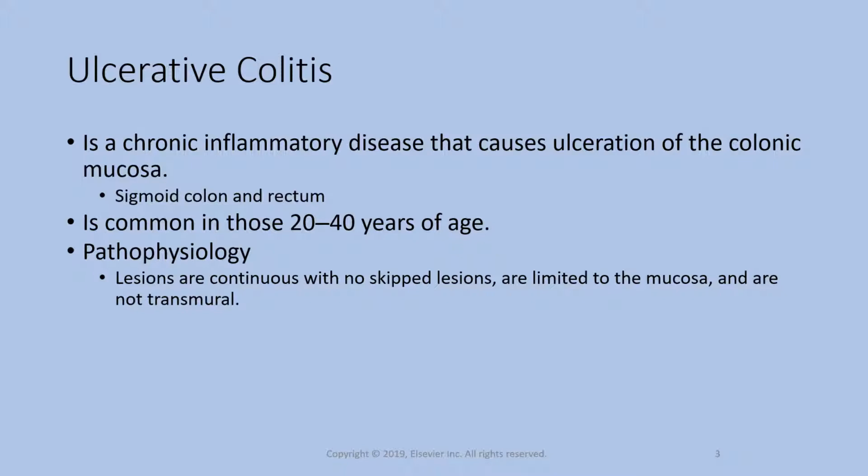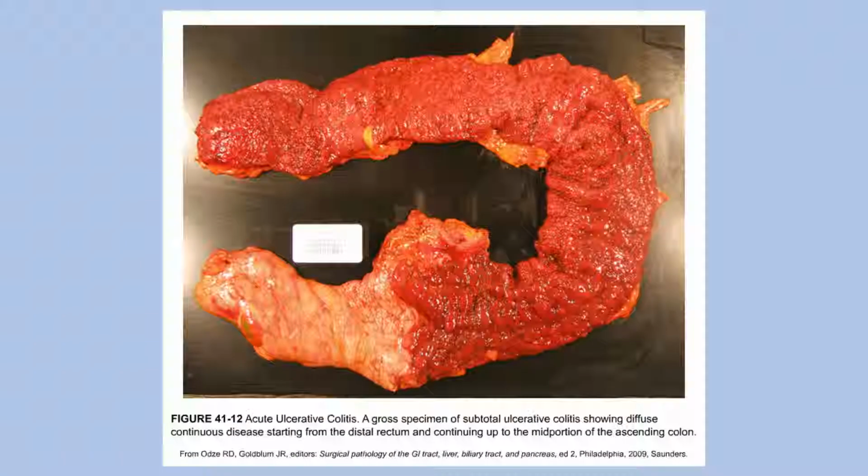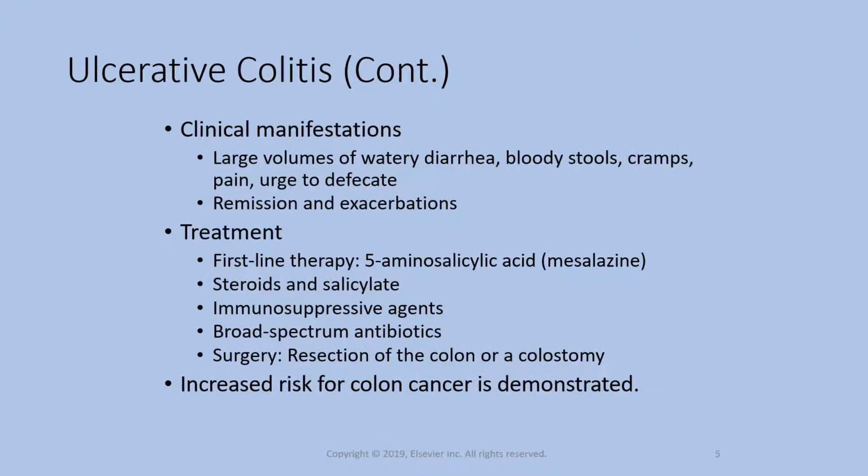Pathophysiology: the lesions are continuous, with no skip lesions, and limited to the mucosa. This is what ulcerative colitis looks like in a specimen removed. You can see that this is extraordinarily inflamed, and you can imagine trying to live with this, trying to pass stools with that. Clinical manifestations: large volume watery diarrhea, bloody stools, cramping, urge to defecate, remission, and exacerbation.